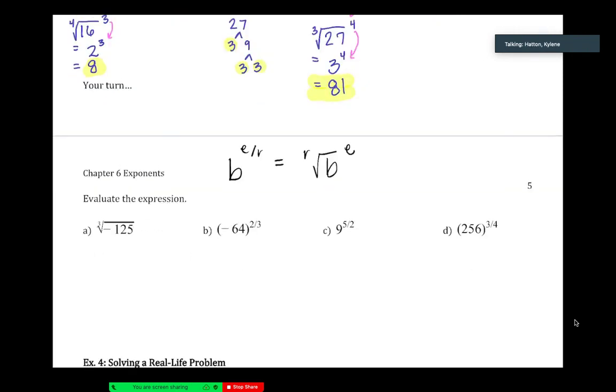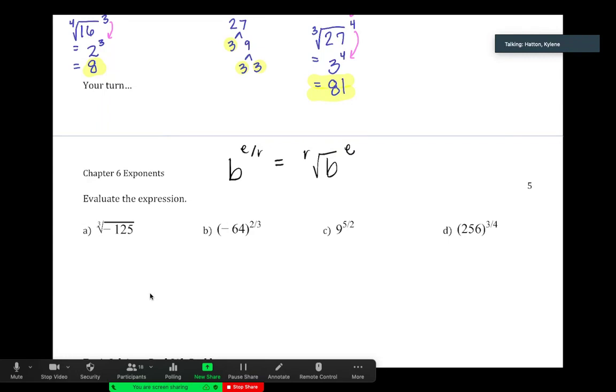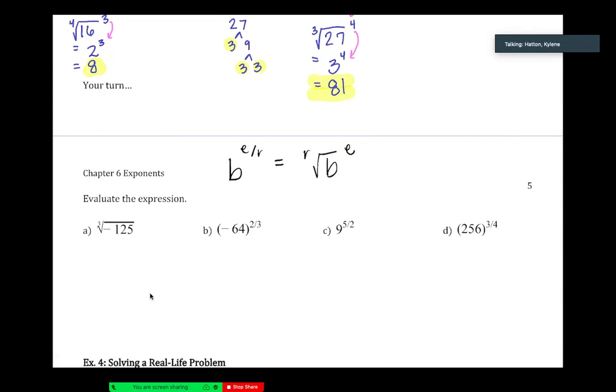And then just one more note before I stop talking and leave you to start working. For the most part, you're only going to want to go from rational exponent form to radical form. So for a, you don't need to change a to rational exponent form. You can just leave it in radical form and evaluate it there.